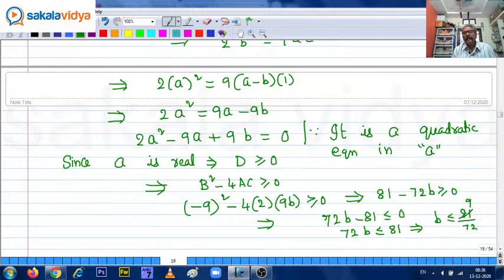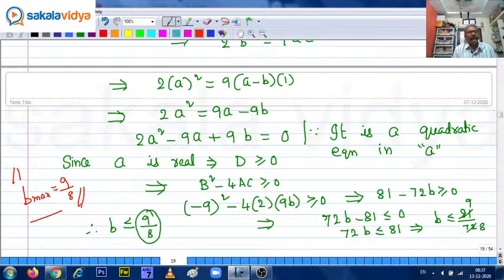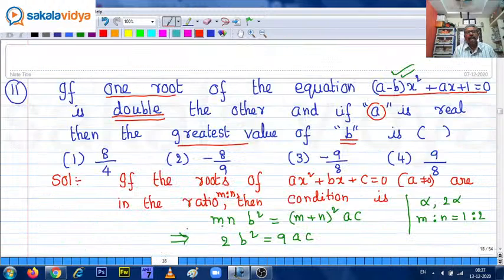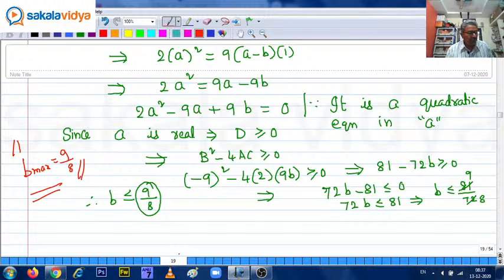So 9 9s, 9 8s. So therefore we get b is less than or equal to 9 upon 8. This 9 upon 8 will be the maximum value. Therefore we can write b maximum equals to 9 upon 8. This is the answer. So fourth option is the right option. Shall I move to the next question? So once again, all of you check my work.